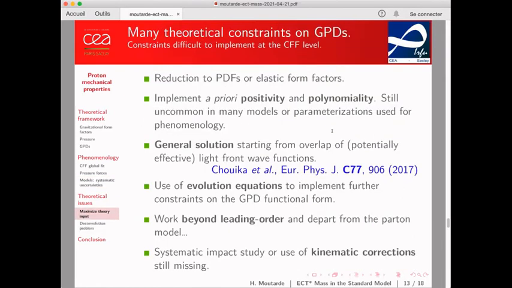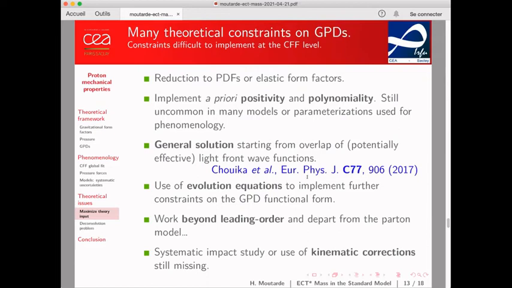So in terms of theoretical issues, there's still a lot of work to do to improve things. There are many theoretical constraints on GPDs, but it's somewhat difficult to implement them at the Compton form factor level. So we know that GPDs reduce to PDFs or elastic form factors. So there's a question of implementing positivity and polynomiality, which is still uncommon in modeling, although we know how to do it generally, starting from the overlap of light-front wave functions.